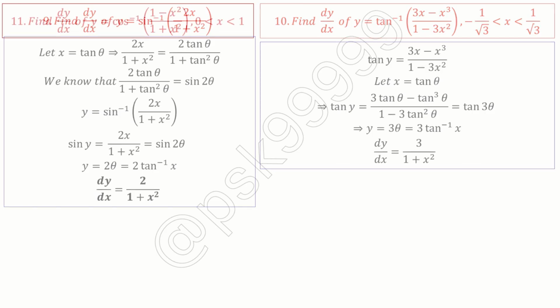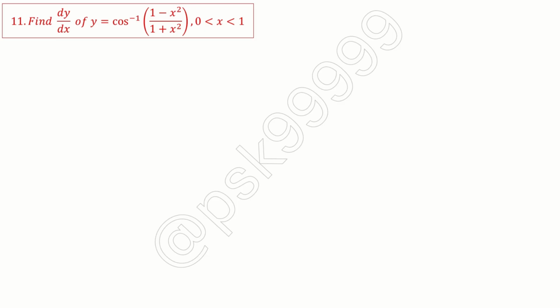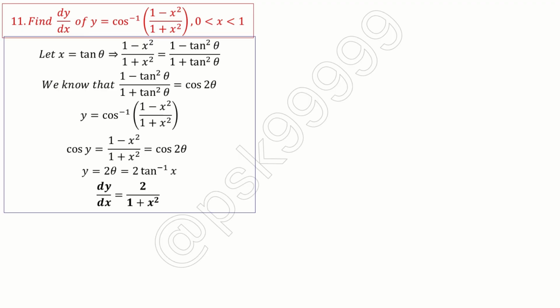Next. Find the differentiation if y equals cos inverse of 1 minus x square divided by 1 plus x square. This is also similar to the previous one. You should understand what 1 minus x square by 1 plus x square is. If you take x as tan theta, 1 minus tan square theta by 1 plus tan square theta is nothing but the cos 2 theta definition. Once you know this, it is very simple.